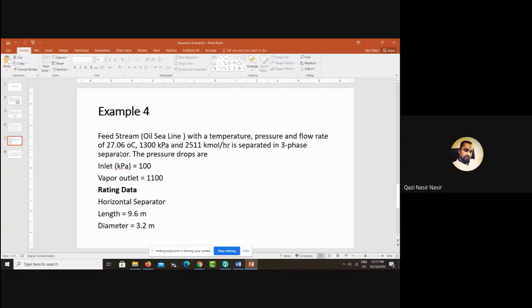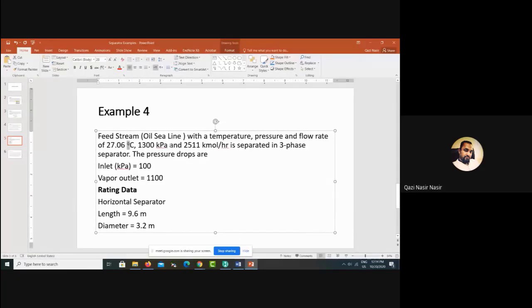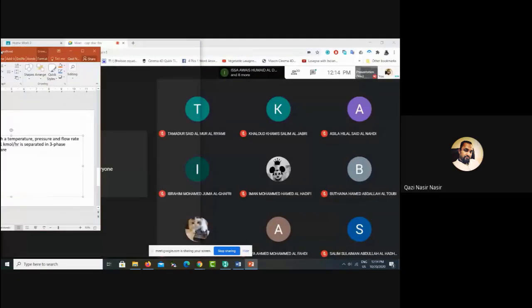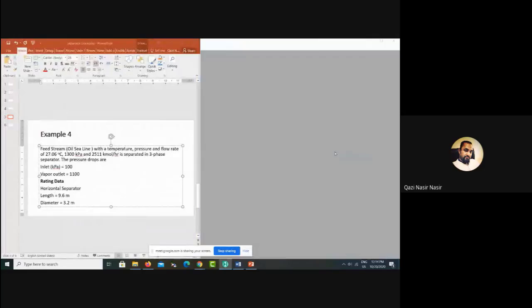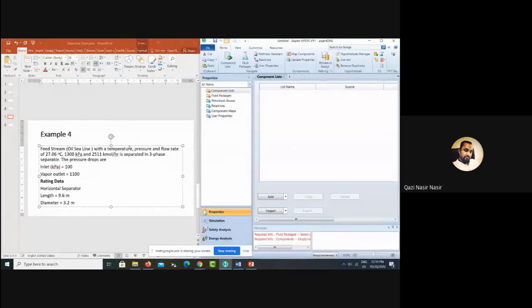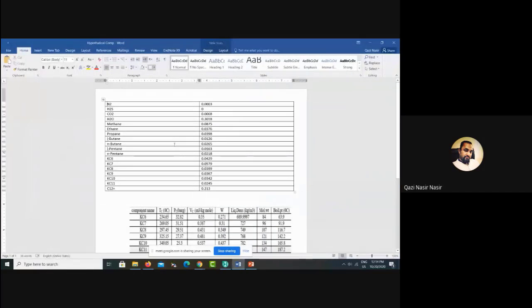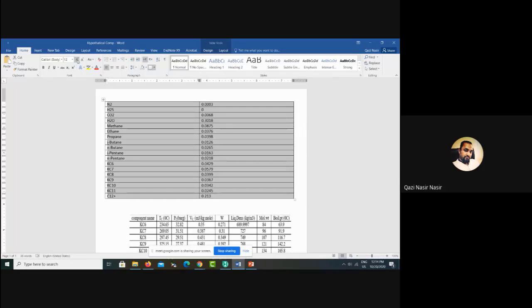Right, so let's start the simulation. Again, you need to open up Aspen Hysys and start simulating. I will keep this one on this side. Regarding the composition, the information that is not shown here, I will put it in a separate Word file, which you probably don't see clearly. Let me increase the font.